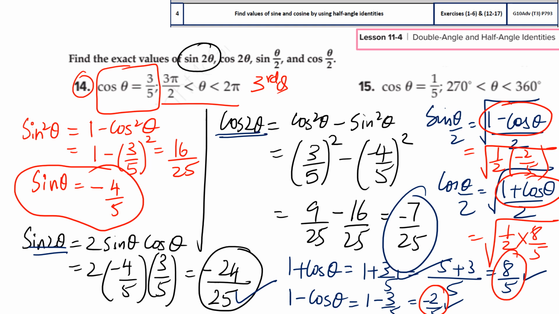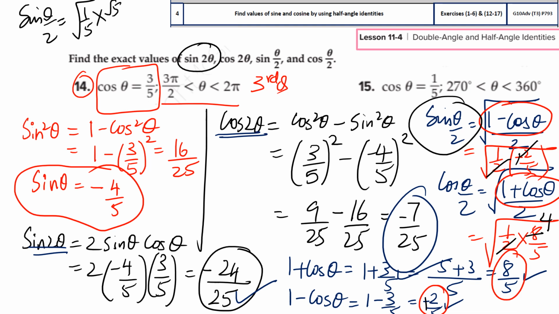So now you know we have some cancellation. 2 goes with 2. Here it is 4. The final sine theta by 2 value after simplifying, cancelling the term is, this is plus. So this is going to be square root 1 over 5.